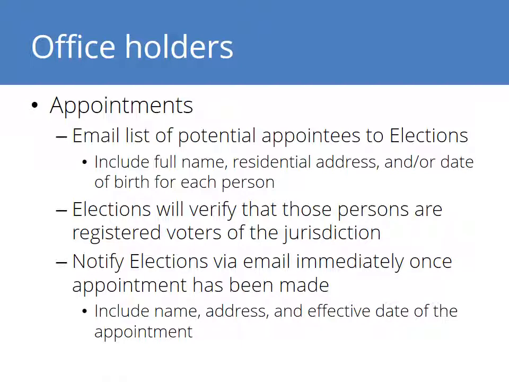Once the district has a short list of potential appointees, email that list to King County Elections. Include the full name of the person, both their name and date of birth if possible. Our staff will look the person up in the voter registration database and verify whether or not those persons are registered voters of the district.